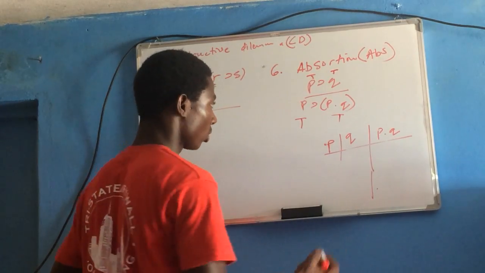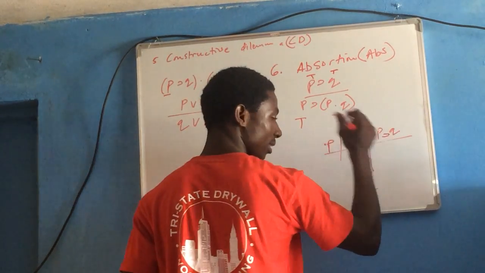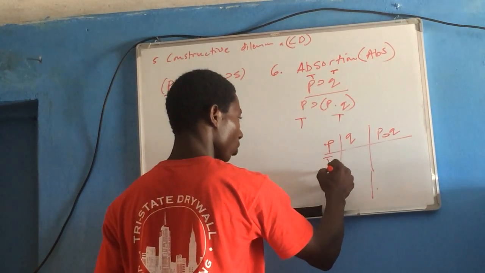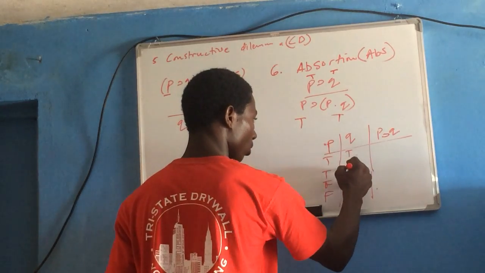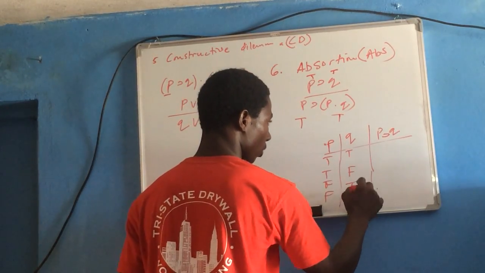What do I call that symbol? The wedge. That's a wedge. Implies? Yes, implies. Okay. We have true, false, true, false.